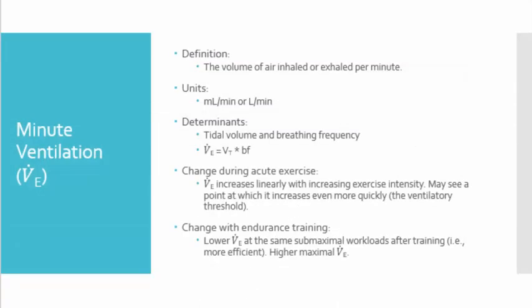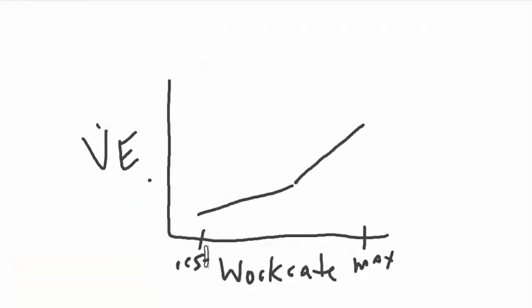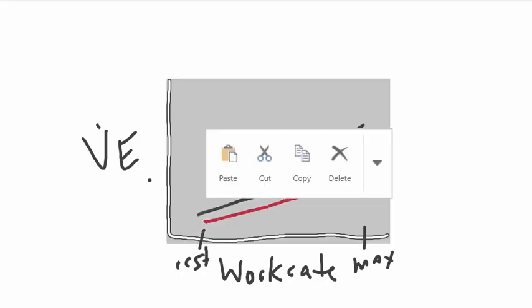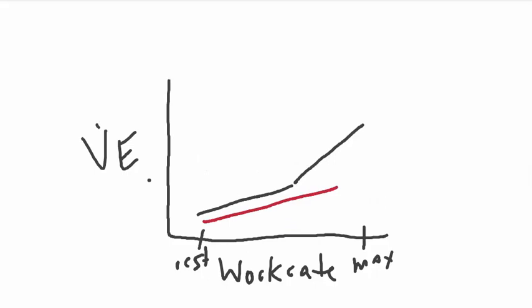With endurance training, or in elite endurance athletes, you would see that they have a lower VE at the same submaximal workloads after training, which would mean that your respiratory system has become more efficient in getting oxygen to the muscles, and we would see a higher maximal ventilation. So here we would see that at the lower work rates, minute ventilation would be less. And then again, we would see a little break point, and then we would see an even greater increase in ventilation. So with training, in red here we have training.